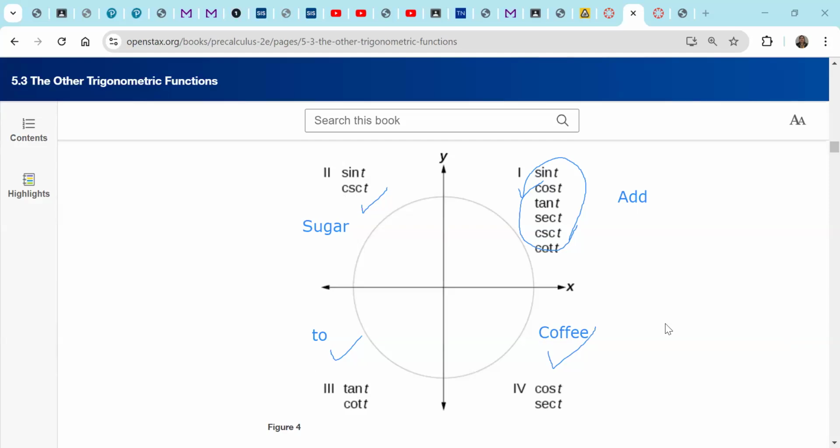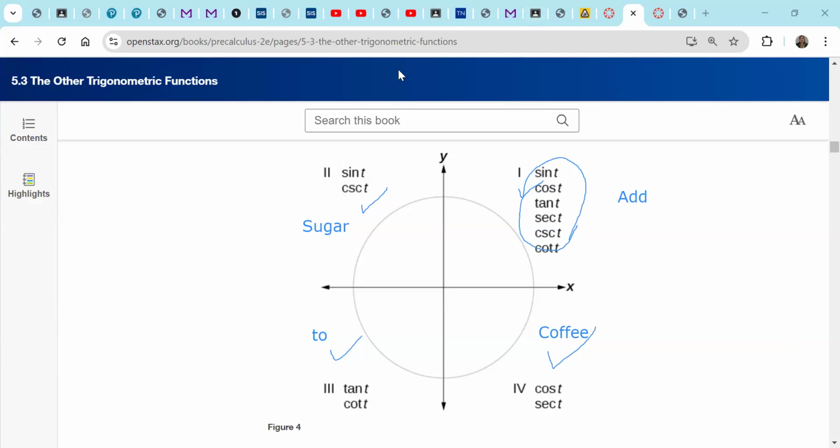Add sugar to coffee. T stands for tan. Tangent will be positive, and its opposite, cotangent, will be positive. Rest all will be negative. Coffee, C, stands for cos. Cos and its opposite, secant, will be positive. Rest all will be negative in this quadrant.